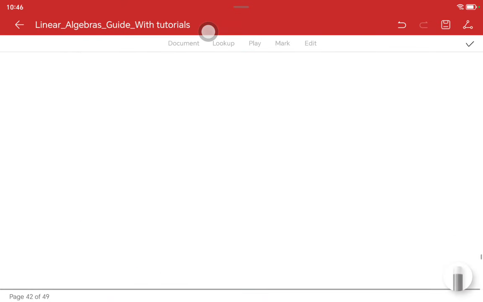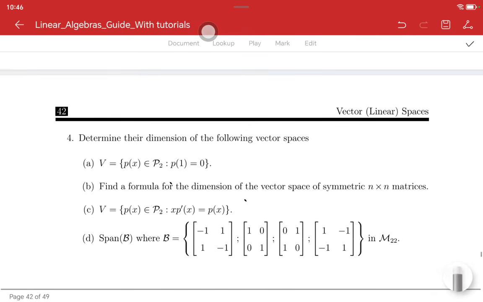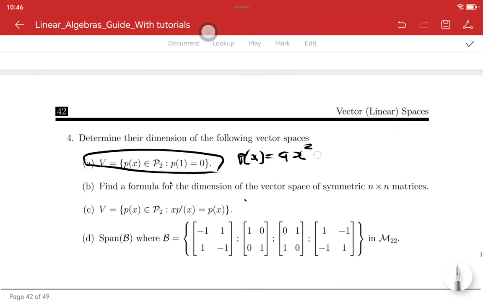Okay, let me see. I think I should have answered this question here. What is the dimension of V here? Who can tell me what is the dimension of this? It's what? It's 3. Okay, let's write this. Let's check. They say P1 is equal to 0, right? And we know if p(x) is an element of P2, it means that we can write p(x) as equal to ax squared plus bx plus c, right? Do you agree?